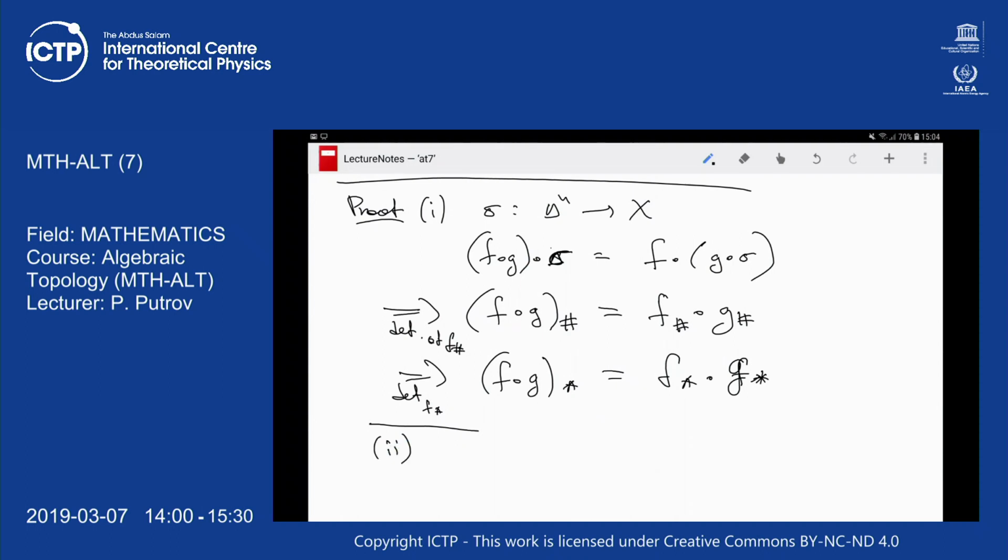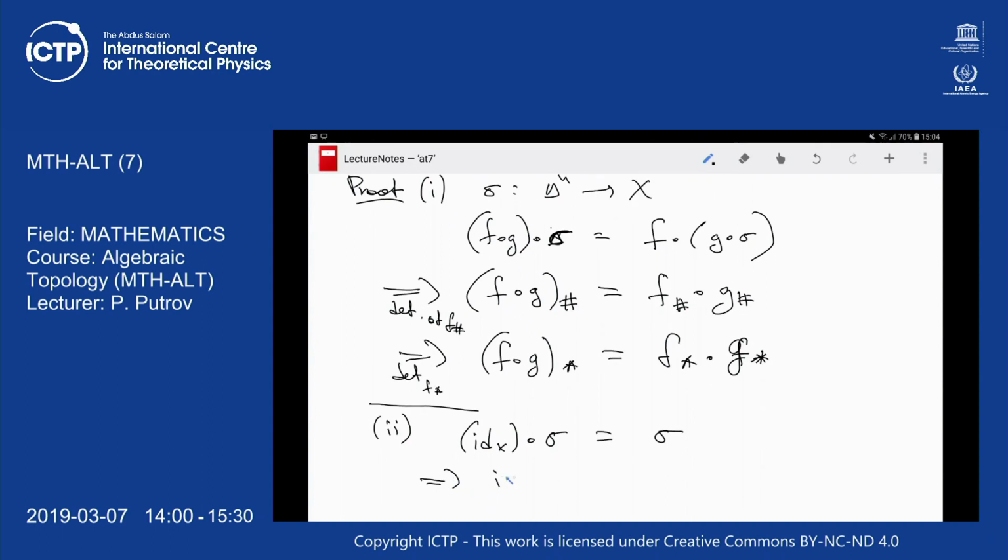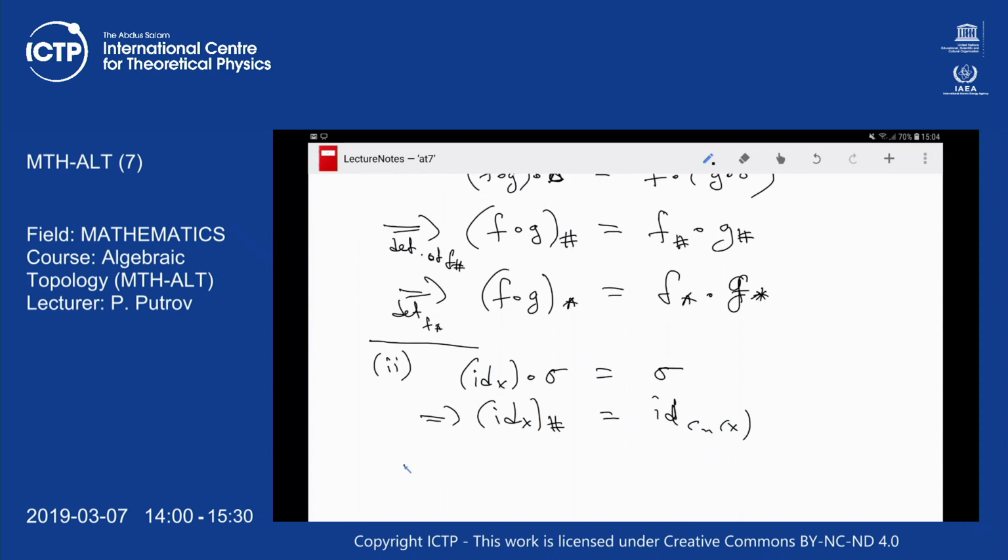So the second part is actually the same. If you take the composition of the identity with the map sigma, it is the same as sigma. So it follows that the induced map is the identity on Cn of x, and then it immediately follows that the push forward, which is defined directly through this induced map, is the same as the identity on the chain of x.